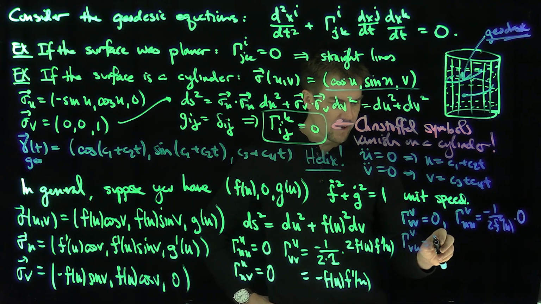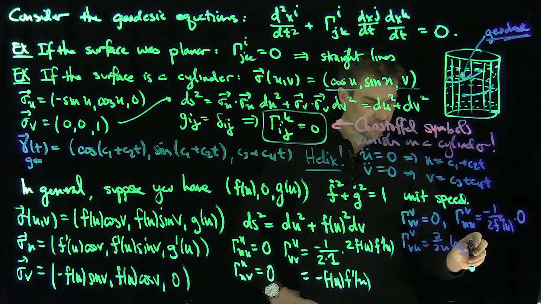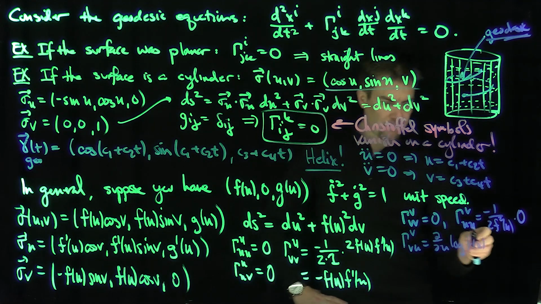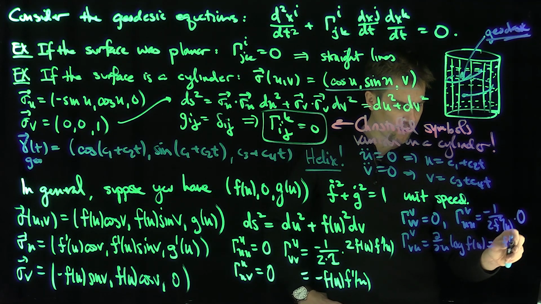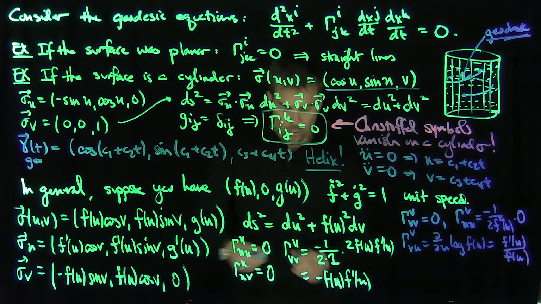And finally, what is the gamma v u? That's going to be the u derivative of the log of the square root of this thing over here. So it's going to be the log of just f of u. So that term is going to be f prime of u over f of u. Okay, great. And so now what are the geodesic equations going to be?